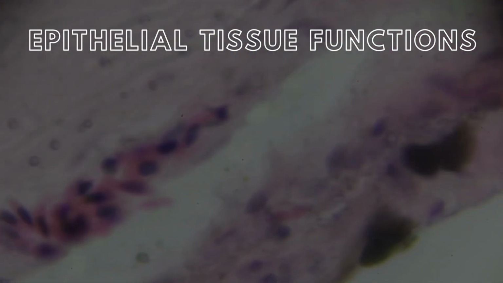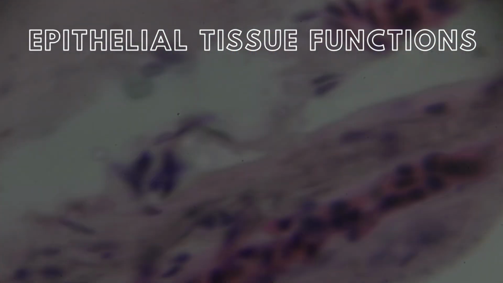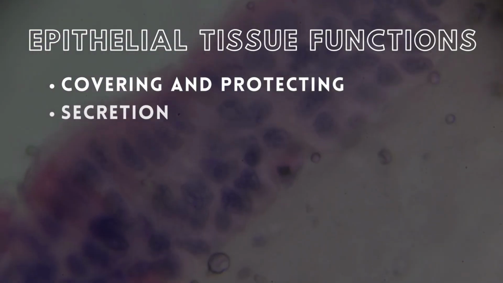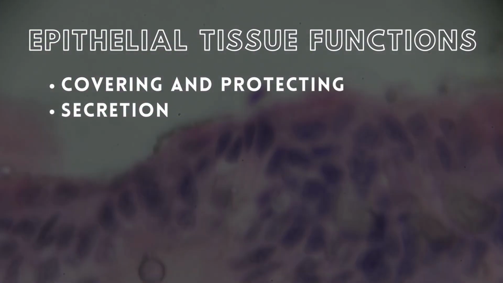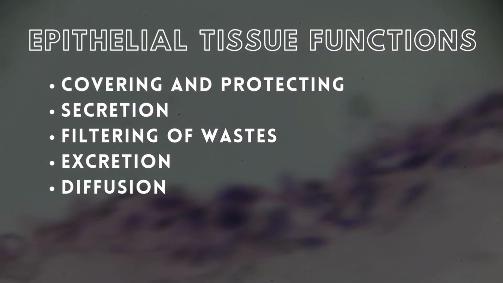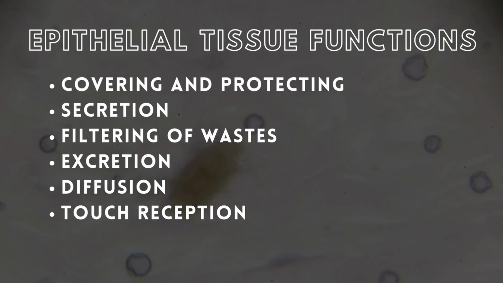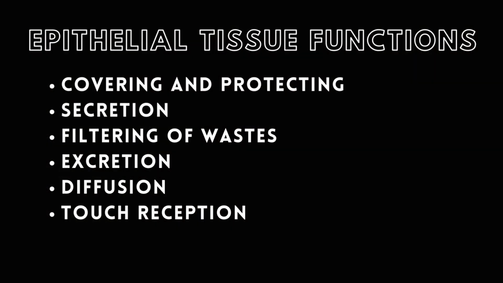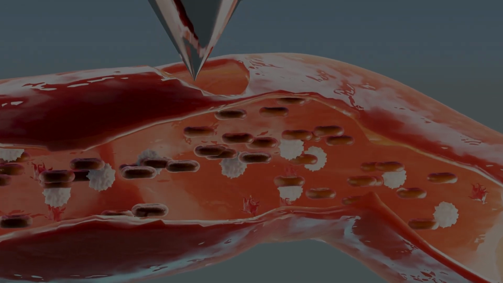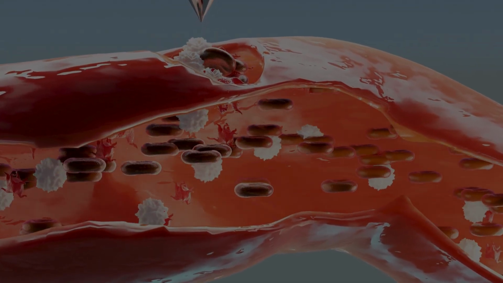Epithelial tissues perform several important functions. These include covering and protecting, secretion, filtering, excretion, diffusion, and touch reception. When injured, epithelial cells quickly initiate repair processes, aiding in wound healing and tissue restoration.